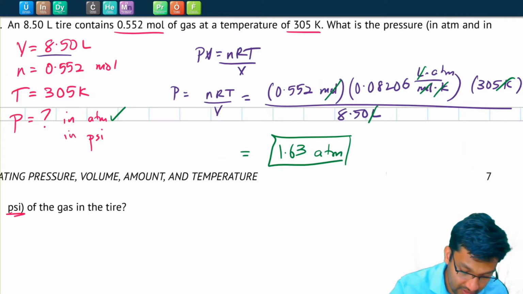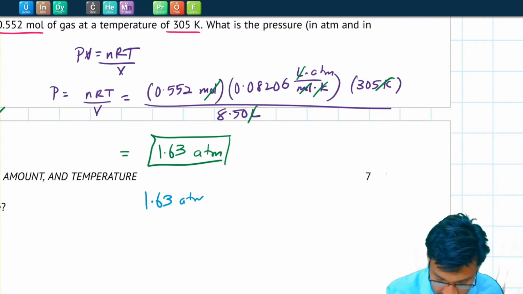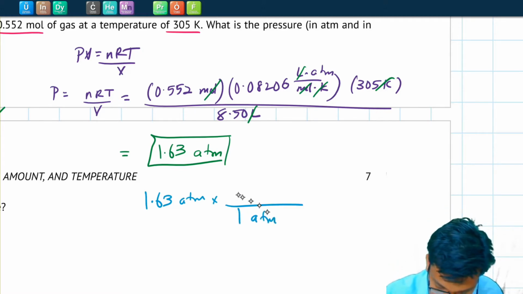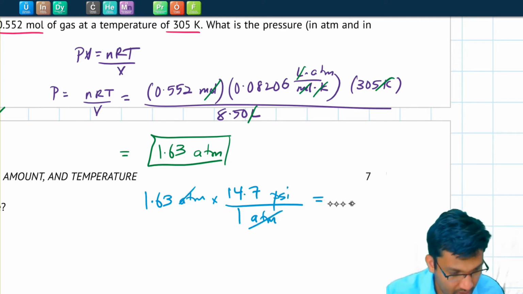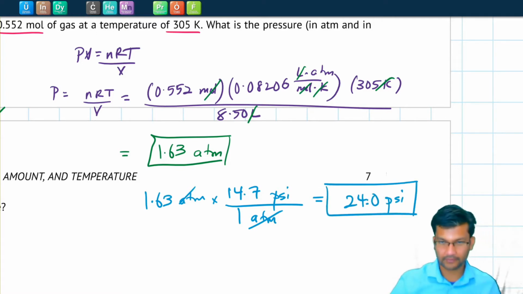It also tells us to convert it to PSI. We know that 1.63 atmospheres, from earlier in the chapter, we learned that 1 atmosphere is 14.7 PSI. So this will come out to be 24.0 PSI. Three sig figs.